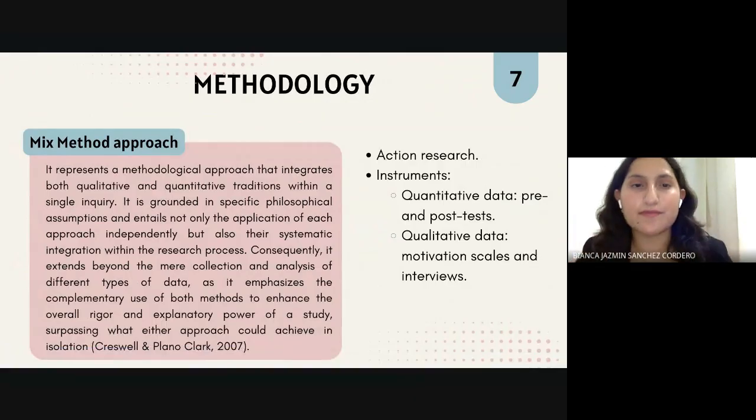Then for the methodology, a mixed method approach is going to be used since this approach integrates both qualitative and quantitative traditions within a single inquiry. So this provides the advantages of both research designs. So it's important to notice that this goes beyond the mere collection and analysis of different types of data because this emphasizes the complementary use of both methods. And this provides a deeper rigor and explanatory power of the study.